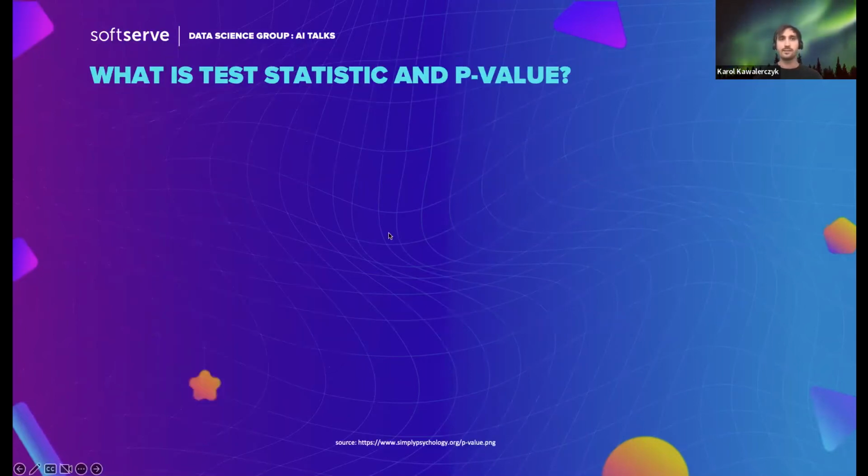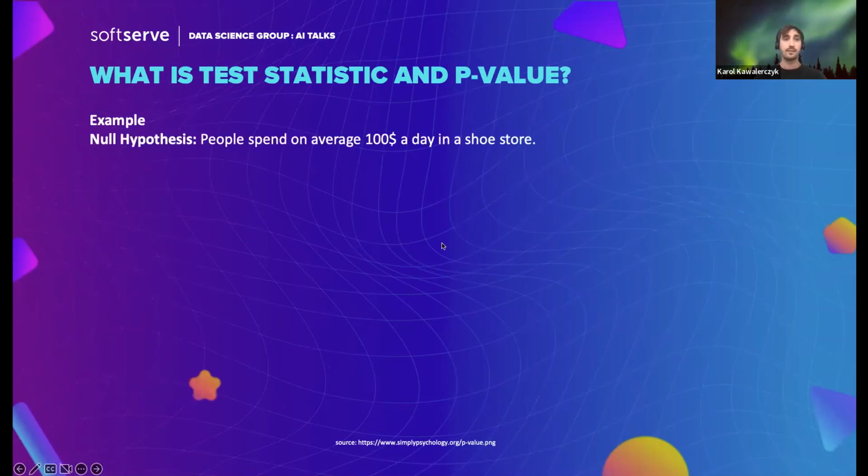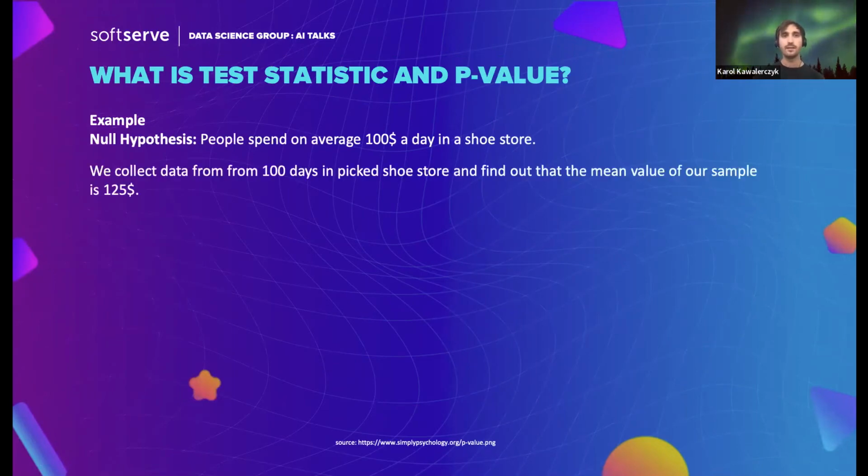So what is a test statistic and a p-value? Let's have some definitions of it, and let's start with an example. We have our null hypothesis that people spend on average $100 a day in a shoe store. We collect the data from 100 days from a picked shoe store, and we find out that the mean value of our sample is $125.